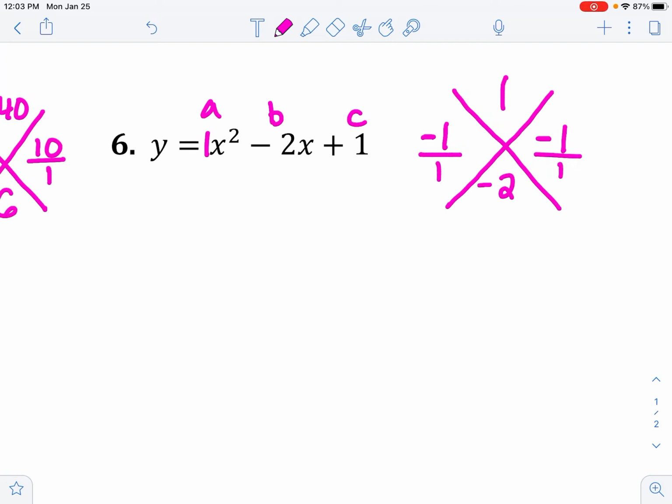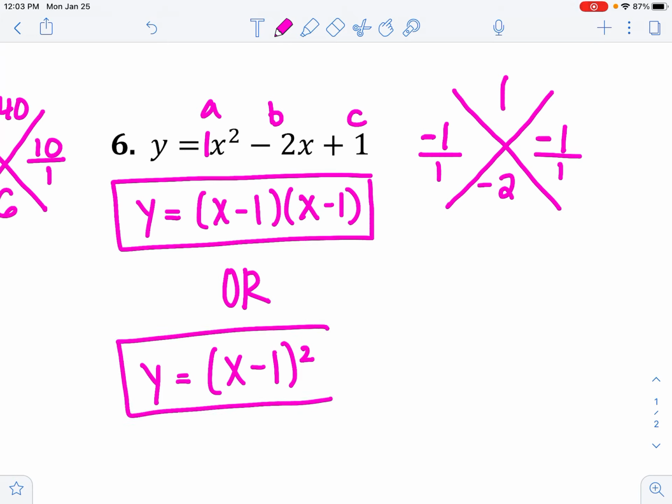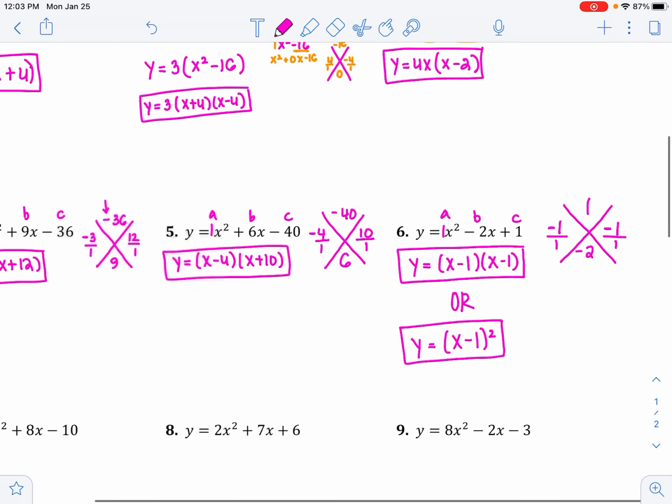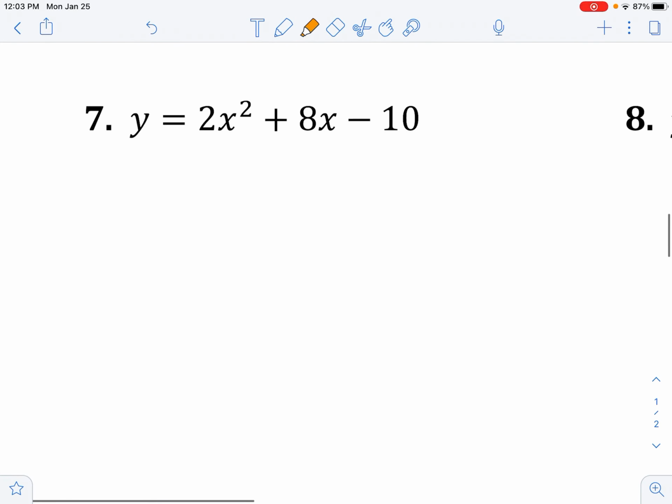Divide by a, which is 1, and I get y equals x minus 1 times x minus 1. Now, if you want, you can write this as y equals x minus 1 quantity squared, right? Because if you had to expand x minus 1 squared, you would get that. So either one, you do not have to do both.